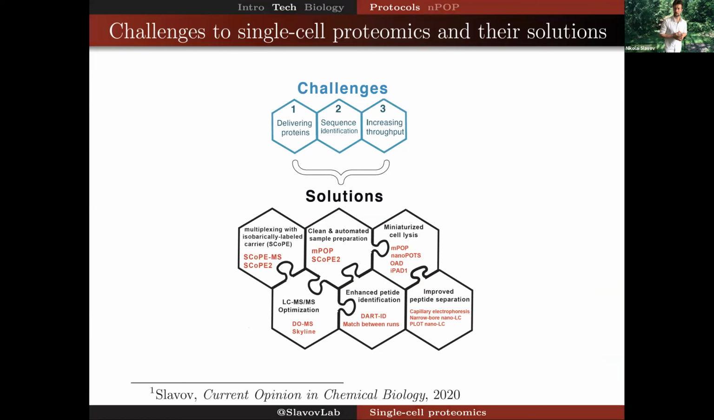Now, I wrote this review article earlier this year to give a bird's eye view of what are some of the challenges of doing single cell protein analysis and what are some of the solutions proposed so far that have been useful. And the challenges will come as no surprise to this community familiar with single cell analysis. They involve sample preparation. How do we deliver efficiently proteins from a single cell or many thousands of single cells to the instrument for a specific analysis?